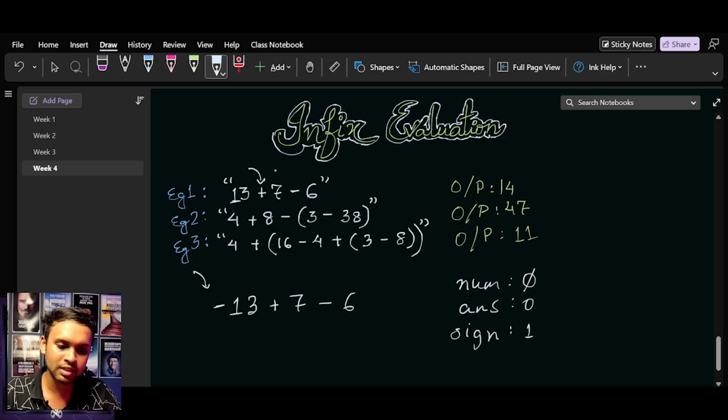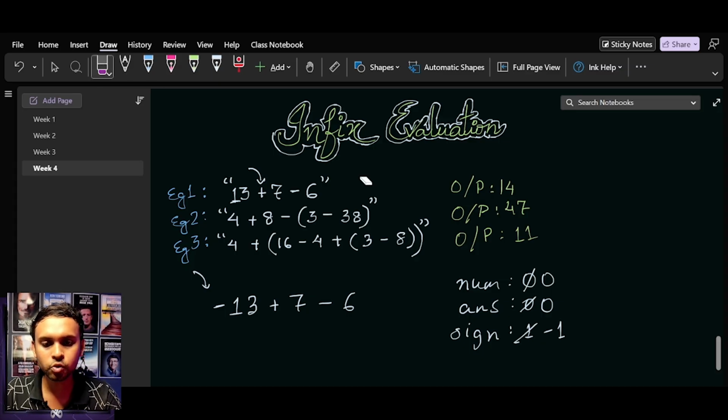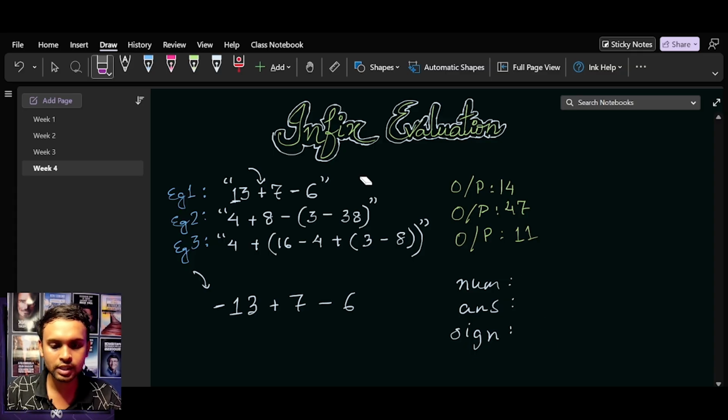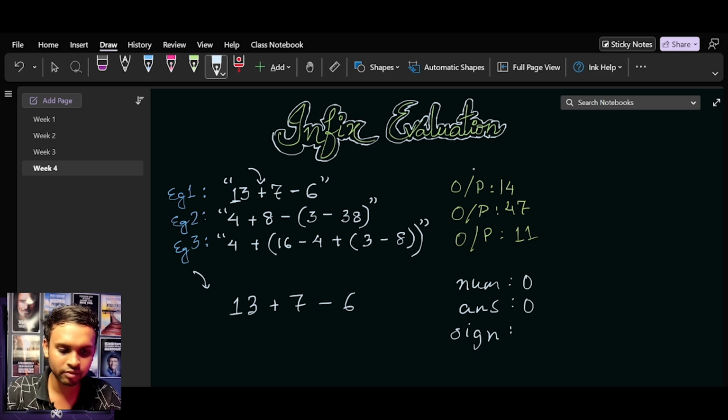So num will again reset to 0, but before that answer will become 0 plus 0, which is 0, right? And obviously the first sign that we came across is negative, so I can assign sign as minus 1 then and there. But initially we store it as plus 1, because if there is no negative sign the expression will start with a digit, so I should not make it minus 1. This is pretty simple stuff. So these are my initial values. Then I will start iterating.